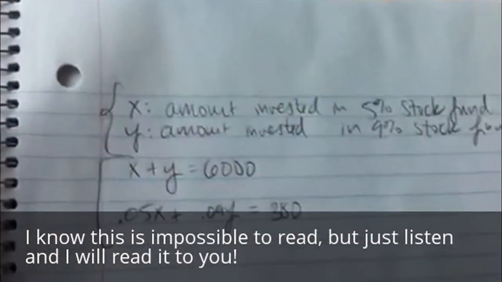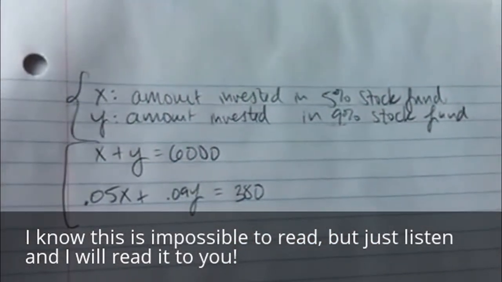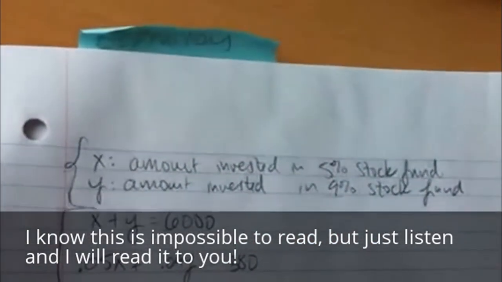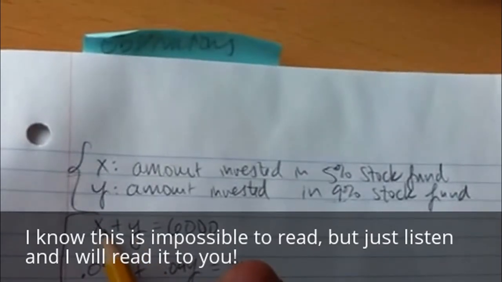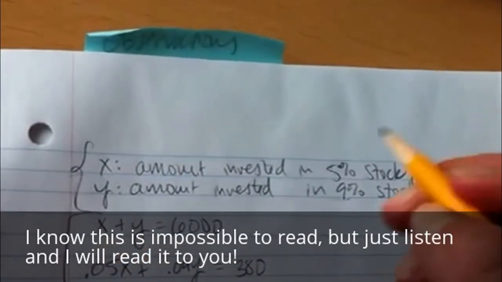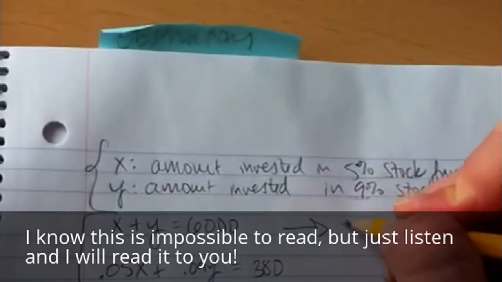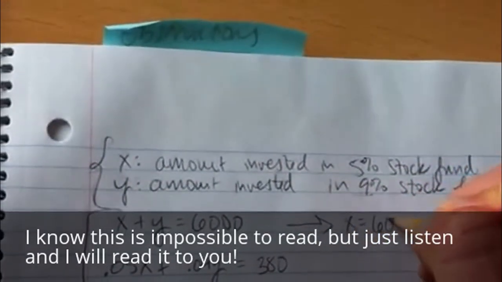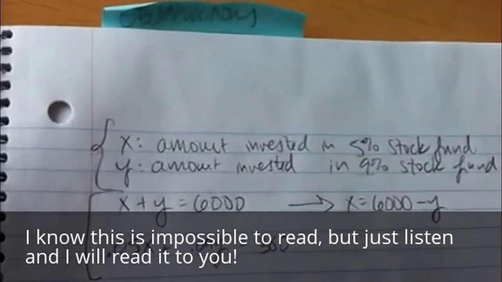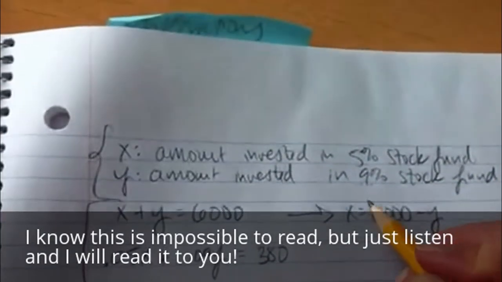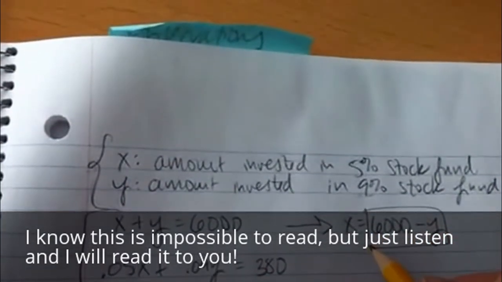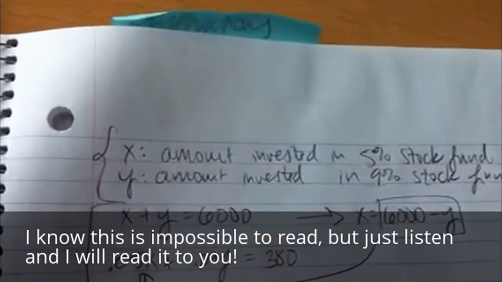I've defined my variables, right? So on a test, that's the majority of your points right there. So now both these variables are by themselves. So I can solve this, let's say, for x. So x equals 6,000 minus y. And now I can substitute that value for x right here.